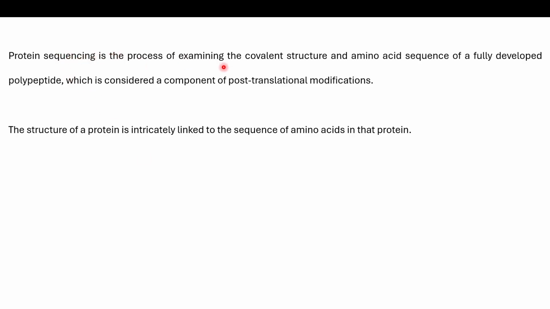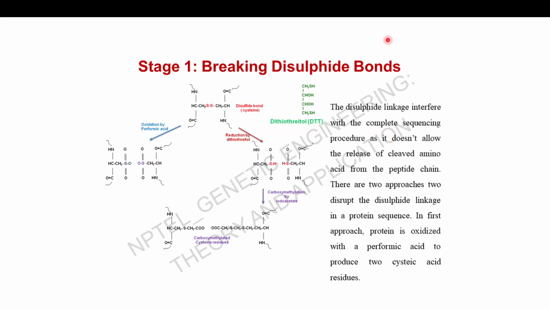So basically, it examines the covalent structure and amino acid sequence of a fully developed polypeptide, which is considered a component of post-translational modifications. And the structure of a protein is intricately linked to the sequence of amino acids in that protein. So what are the different methods to sequence a protein?